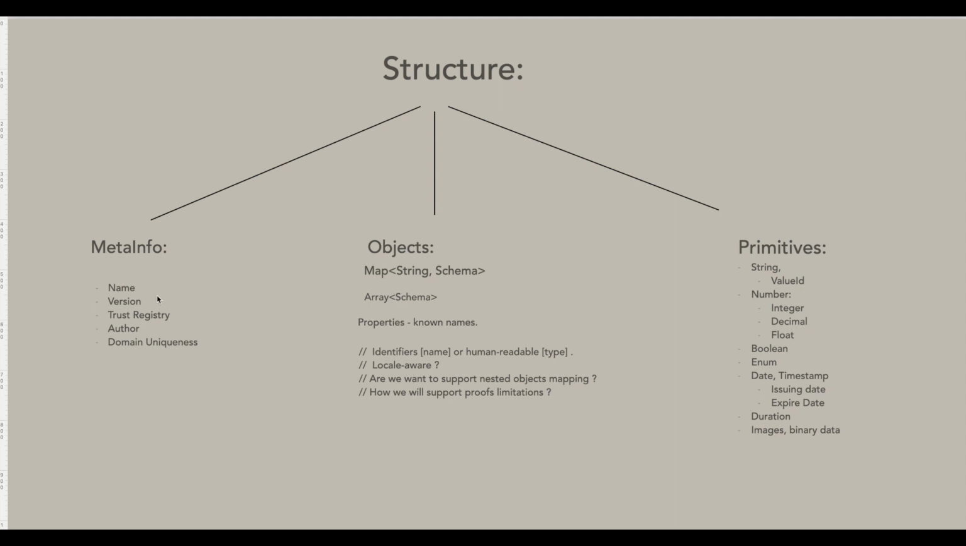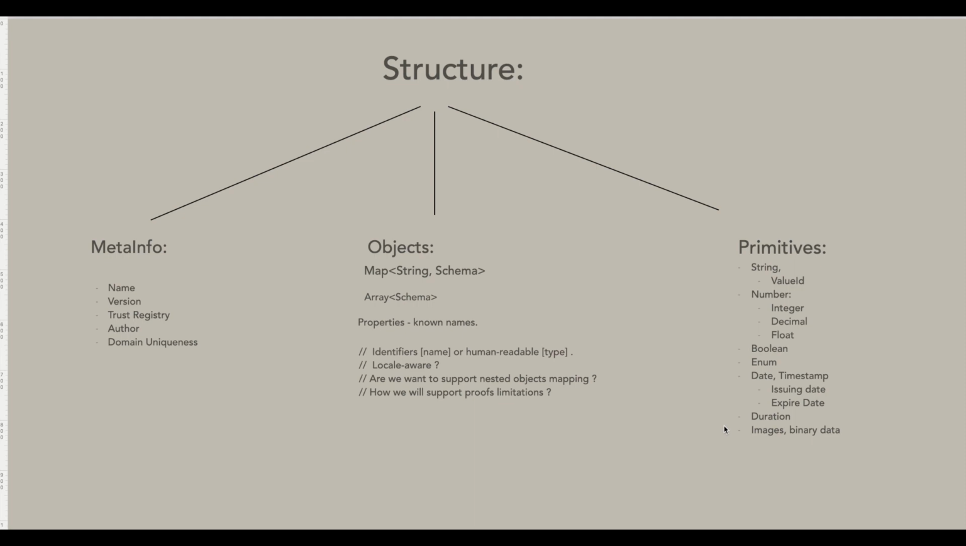So meta info includes the name, the version, trust registry, author, and domain uniqueness. The objects are like a node in the credential definition, and include an array with the values. Primitives: we use the most common primitives, like string, number, which can be either integer, decimal, or float, boolean, enum, date and timestamp, which can be issue date or expire date, duration, and images and binary data, which is well known as base64.